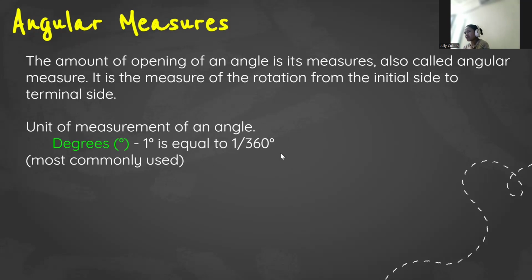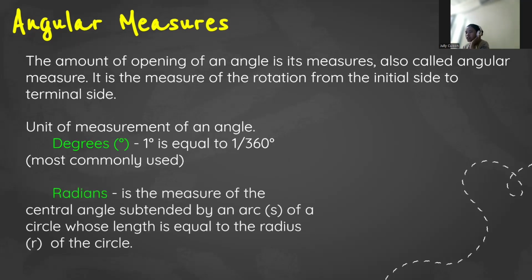So what is a radian? It is another unit of measurement of an angle. A radian is the measure of the angle subtended by an arc of a circle whose length is equal to the radius. The subtended arc is denoted with letter s, and the radius is denoted with small letter r of the circle. Again, radian is the measurement of the subtended arc of an angle, where the subtended arc is equal to the radius.